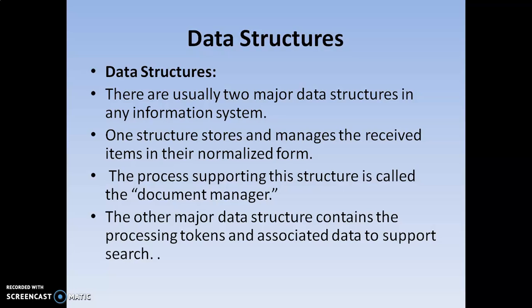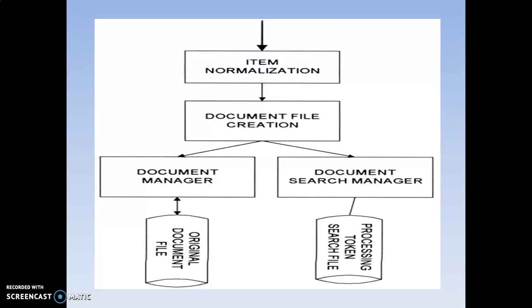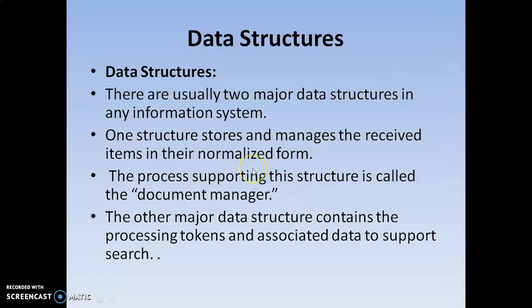Normally we have two major data structures. One is the document manager, and another is, as you see in this diagram, item normalization, after that document file creation, and then the document manager and document search manager. These two data structures make the search easier. The document manager is used to work with the original document file, and the document search manager is used for processing the tokens. How the processing of the tokens is performed, we will see.